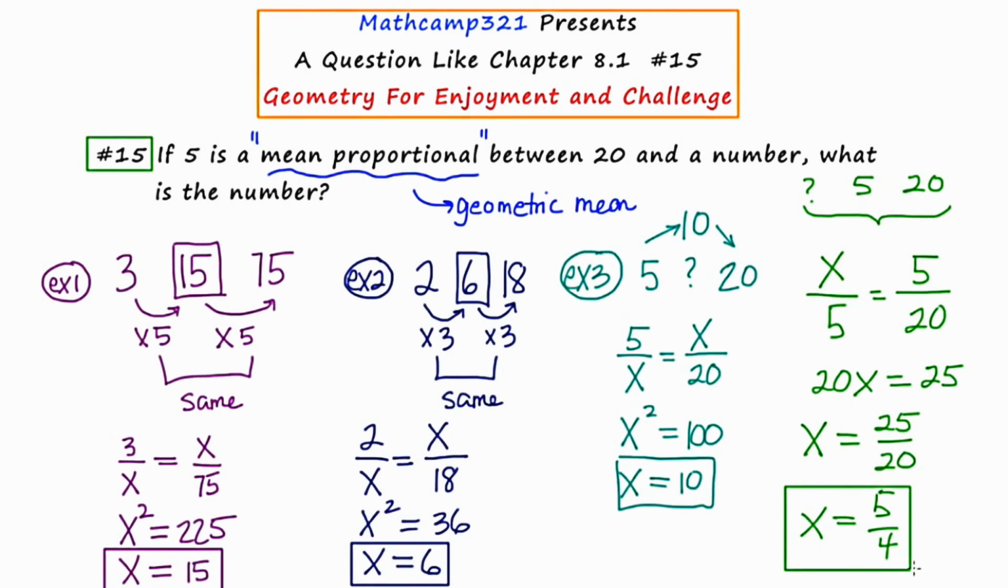So when you're given a geometric mean problem, sometimes you're asked to find the geometric mean, which would be like examples 1, 2, and 3. And other times they give you the geometric mean and they ask you to find one of the outer numbers, let's say. So I hope this video was helpful, and now you should be able to do question number 15 from 8.1 from the text Geometry for Enjoyment and Challenge.